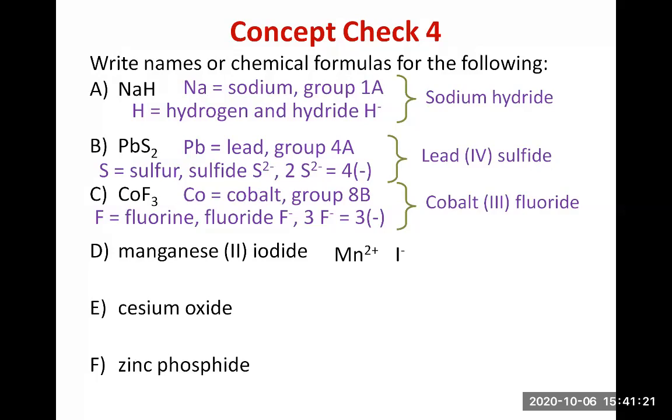So here we are looking for a formula, so we can do the crisscross trick. And so the 2 from the 2 positive charges of manganese will become a subscript for iodine. And then the 1 from the negative charge of iodine will become an implied subscript for manganese. So the formula is MnI2, 1 manganese for 2 iodide.